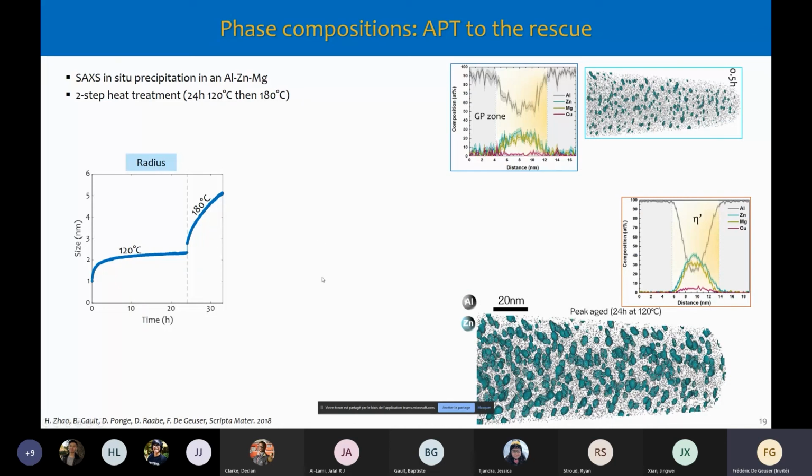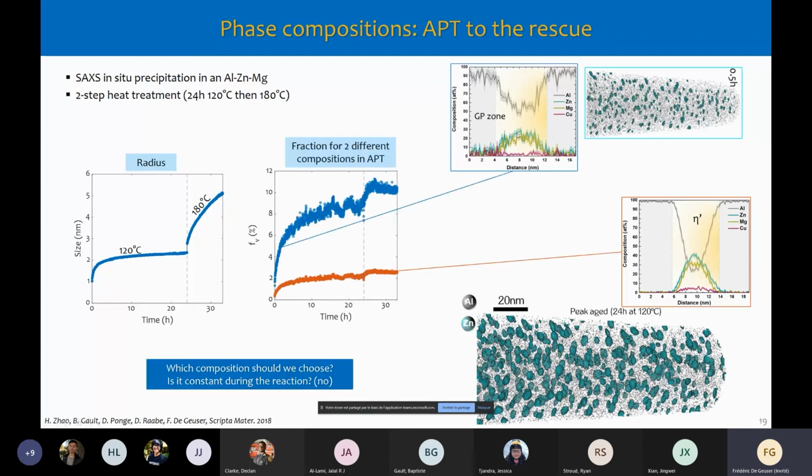in Düsseldorf, and these are examples of reconstructions that they obtained. And you see that the precipitates are actually quite different, especially in terms of composition. If you look at the amount of solutes, it's much higher in this case here than in this case here, and this corresponds to different states, the end of the reaction or the beginning of the reaction. If you inject those compositions in the SAXS interpretation model, you get very different volume fractions, either 10-ish percent or 2-ish percent. Okay, so in fact, what composition should we choose?